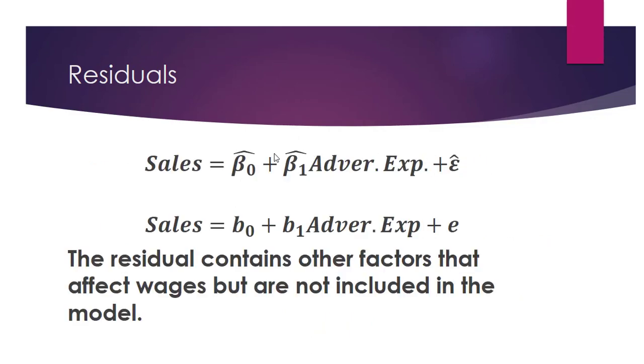The sample regression equation can be written like this, where epsilon hat, a Greek symbol, represents the residuals. The residuals contain other factors that affect sales but are not included in the model. This may include factors such as customer service, travel packages, destinations, location of the travel agency, and so on.